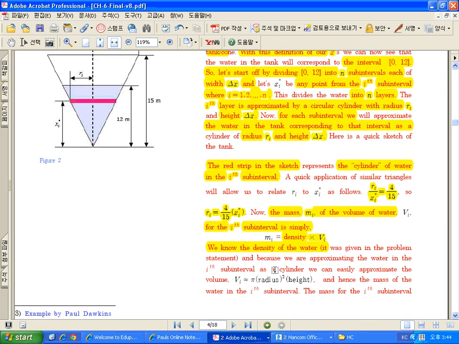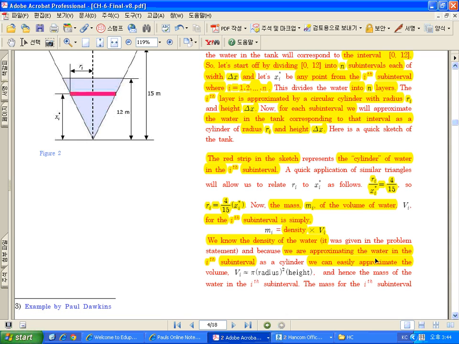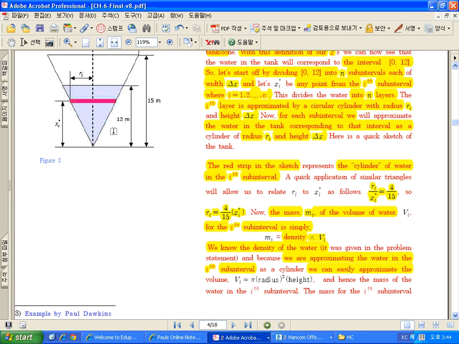It was given in the problem. And because we are approximating the water in the ith subinterval as a cylinder, we can easily approximate the volume. So volume Vi is what? The Mi can be found as density times Vi, and Vi can be found as what? It's a disk, so pi r squared times the depth, the height, delta x. So this gives us a volume, and volume times the density gives us the mass, Mi.